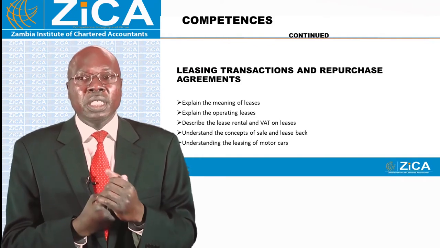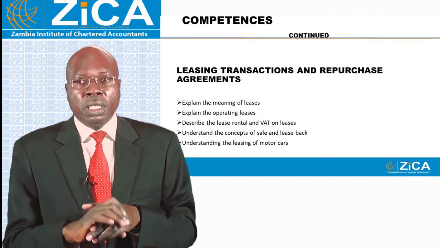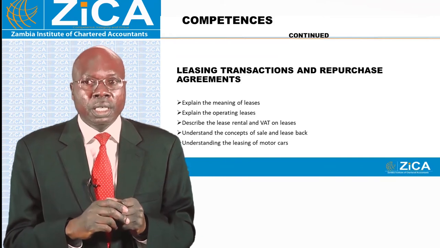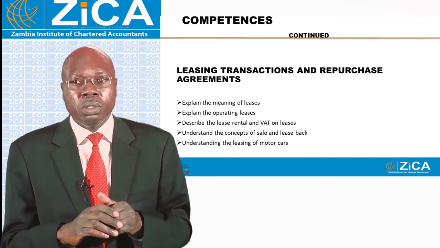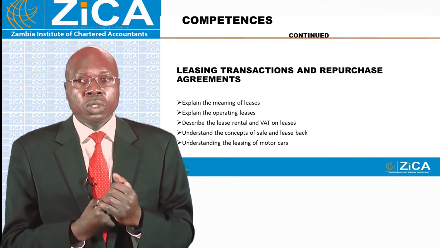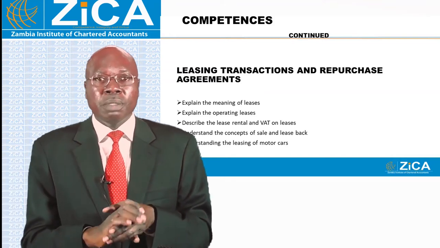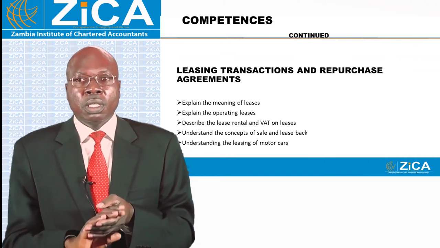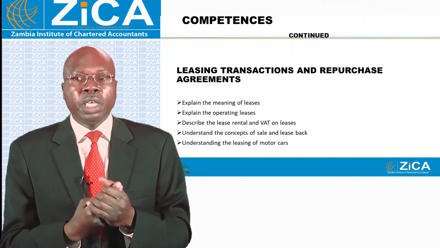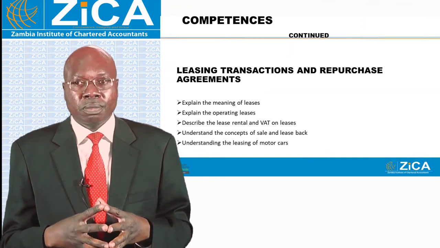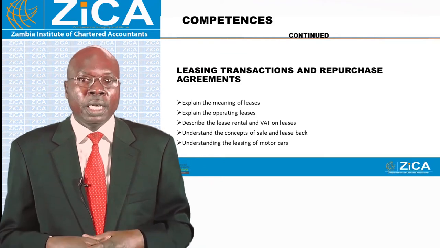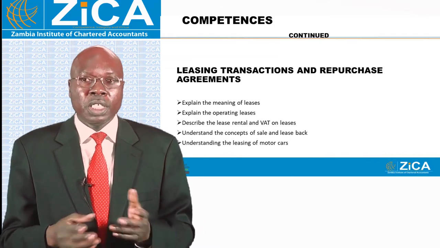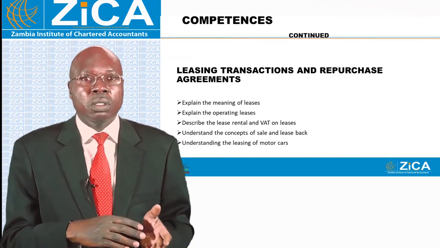But a finance lease is a type of lease which transfers the risks and rewards of ownership to the lessee. So once an asset has been acquired by the lessee under a finance lease, it becomes like he or she owns the asset and can even claim things like capital allowances from such an asset. Why? Because ownership has passed from the lessor to the lessee.